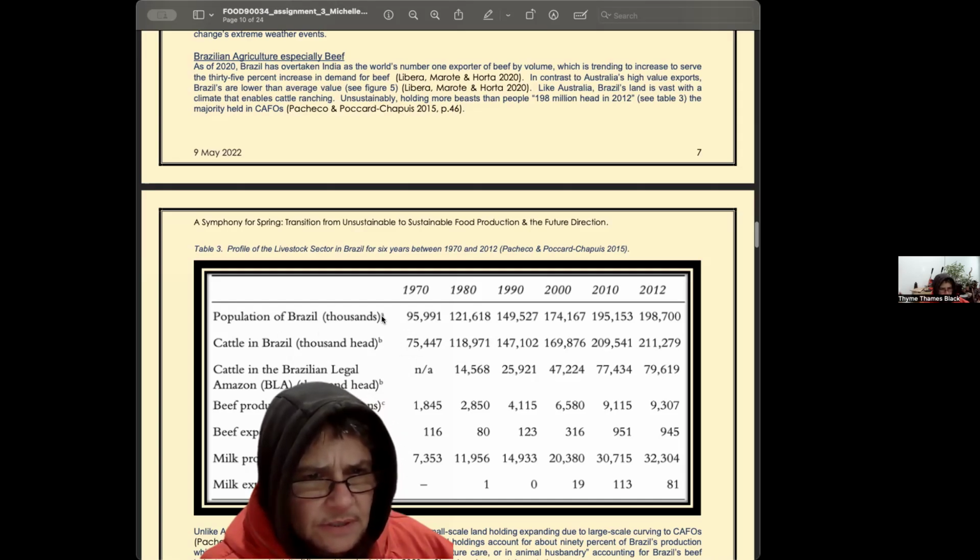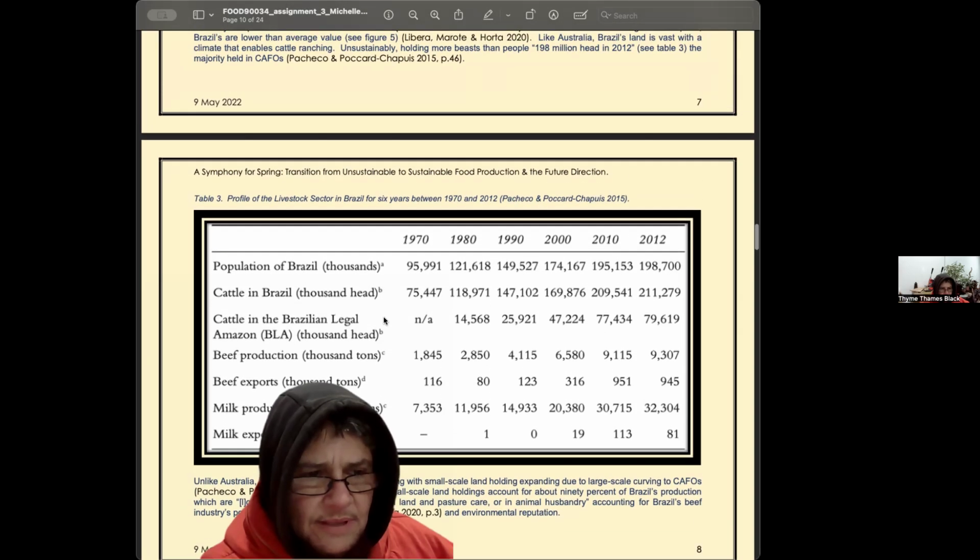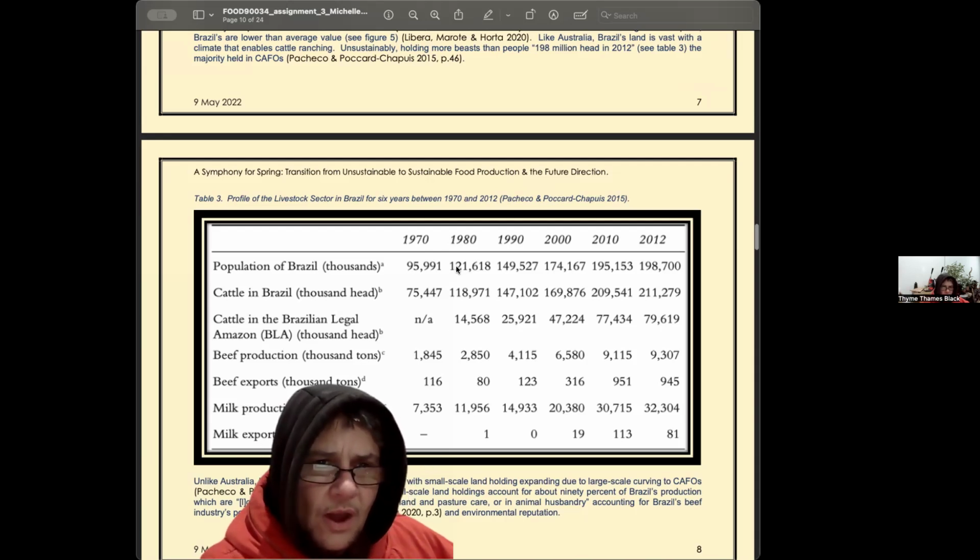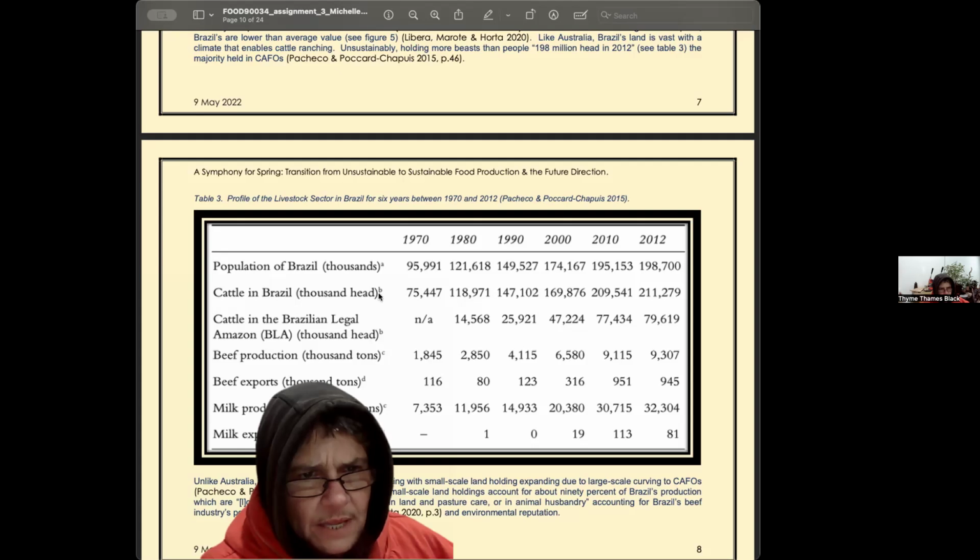Population of Brazil, thousands. Cattle in Brazil, 1,000 head. Cattle in Brazil, legal Amazon, 1,000 head. Beef production, 1,000 head. Beef exports, 1,000 tons. Milk production, 10,000 tons. Milk exports, 1,000 tons.